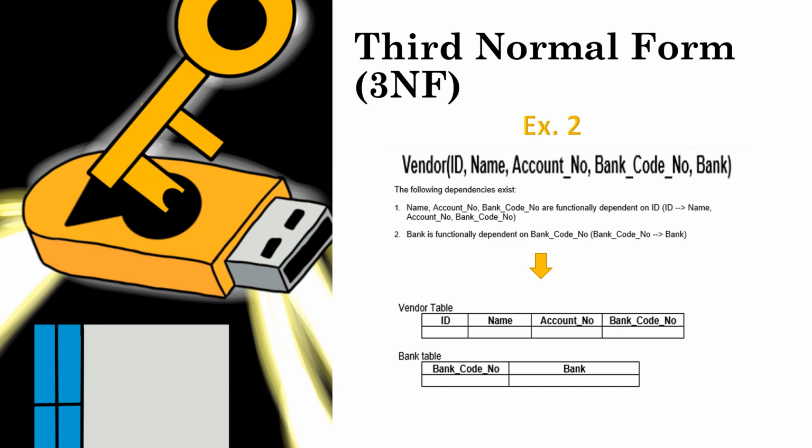The solution to convert the above relation to third normal form is that we need to split the table again, such as the vendor table consisting of the ID, the name, the account number, and the bank code number. And then we also have the bank table, which consists of the bank code number and the bank.